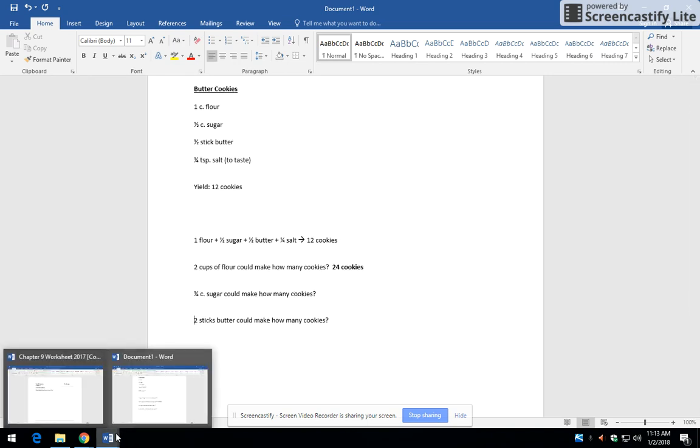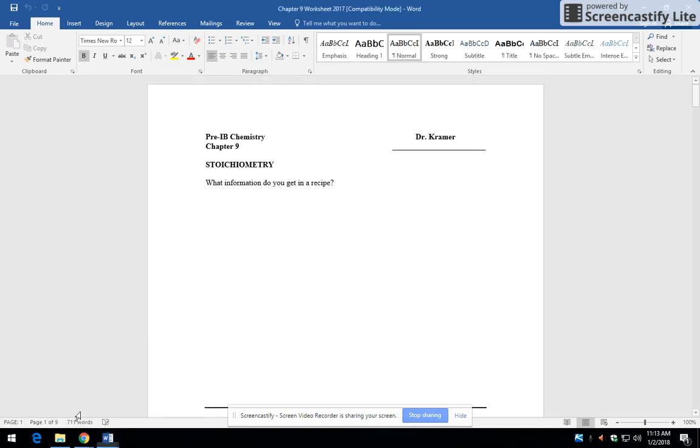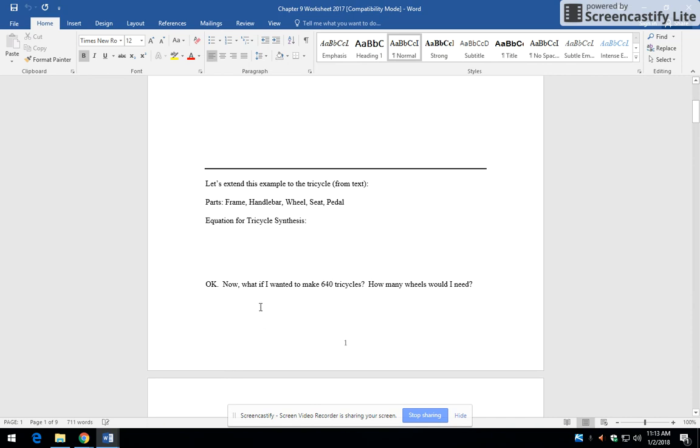So go back to your notes after you're done answering those other 2 questions, and let's go below the line, and let's extend this example to the tricycles. We did bicycle once, if you remember, when we did balancing equations. Now let's do tricycles. And let's see, how many frames do we have? We've got 1 frame, and we have 1 handlebar. It's a tricycle, so we've got 3 wheels.